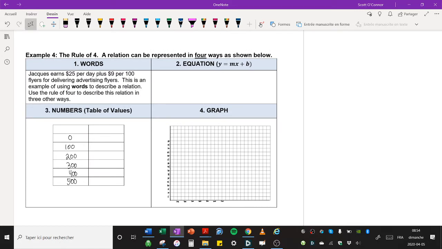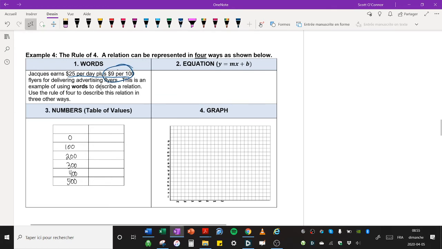It says here, Jacques earns $25 per day plus $9 per 100 flyers for delivering advertising flyers. This is an example of using words to describe a relation. Use the rule of 4 to describe this relation in 3 other ways. So you had a very similar question on your last evaluation that some of you actually had a little bit of trouble with, but that's okay. We're going to work it out today.